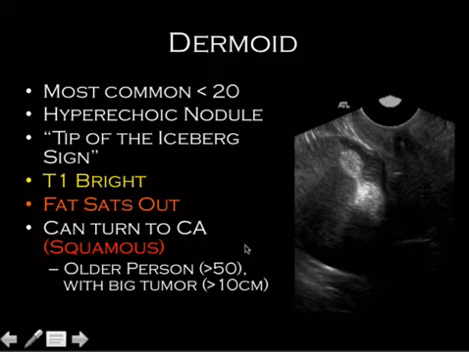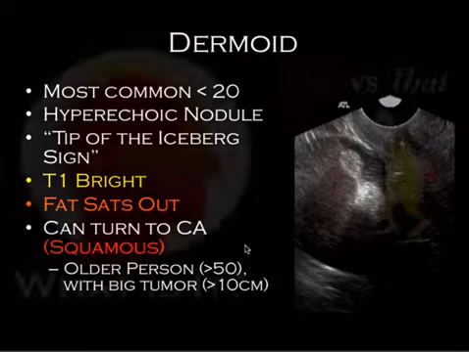The cancer, as I mentioned, is rare and seen more in strange cases. So an older person that's over 50, or a really big one. Because remember, most of these dermoids are in younger people. They're most common under 20.